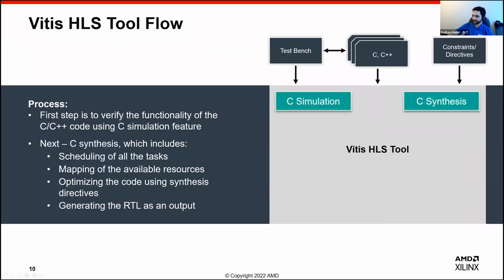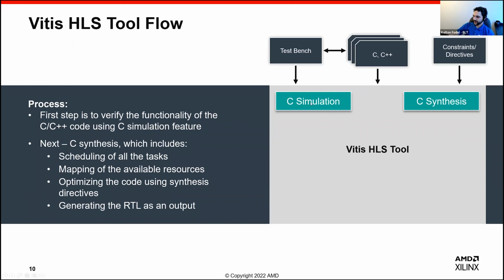So taking it in a step-by-step process, the first step is to write your C code or C++ code. And once that's finished, you'll run a C simulation. As if you were creating a test bench for any other C code you've written before, you'll still write a similar C test bench and use that to verify the correctness or functionality of the C code that you've written. So here you're just verifying that your algorithm works as intended.